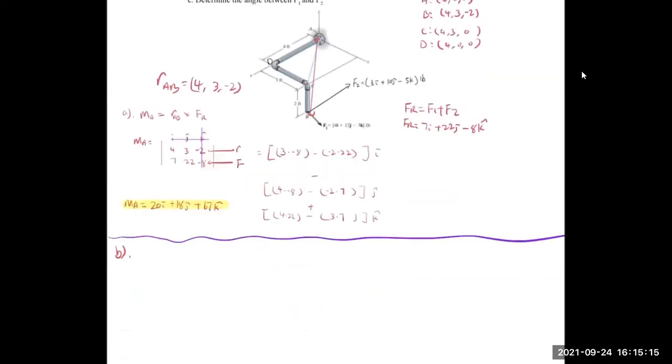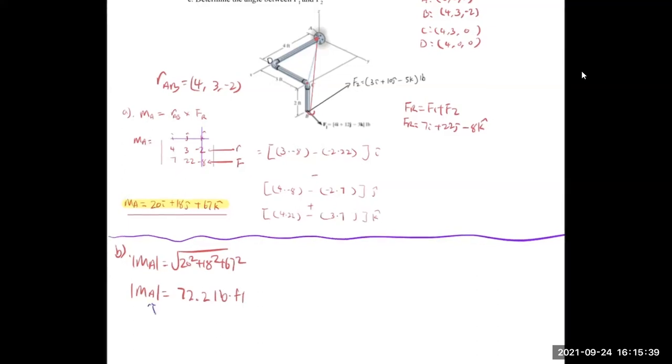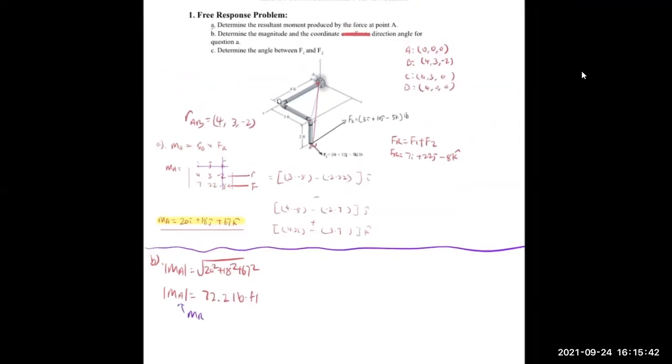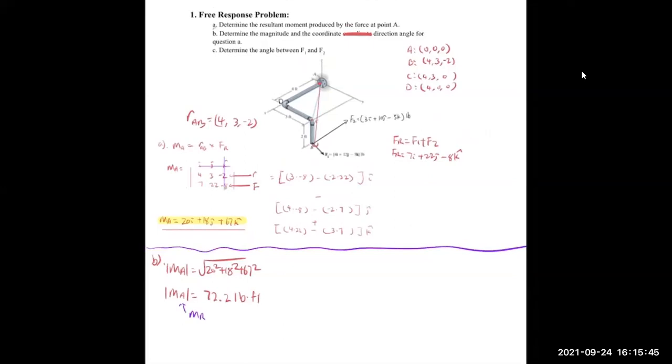Okay, so the magnitude means that we need to find out what's the magnitude of this moment that we found right here, which we know the magnitude will simply equal to square root of 20 squared plus 18 squared plus 67 squared. And then you should get your magnitude of moment at A will be 72.2 pound per force. Okay, and this MA will also be MR. Okay, because problem A, I have to find out what moment A is, and then problem B is finding the magnitude of that moment A. Okay, so MA will also be my MR.